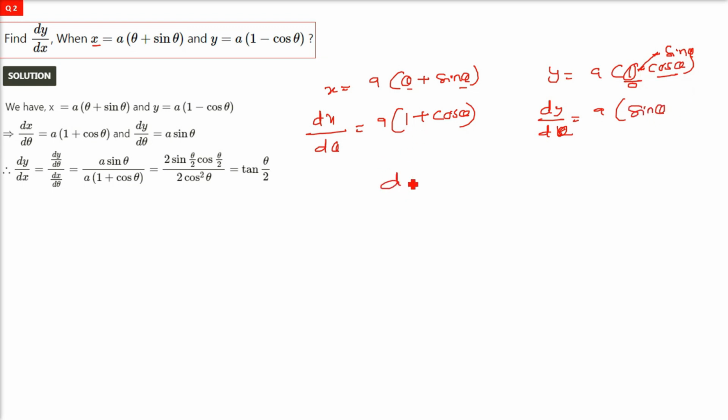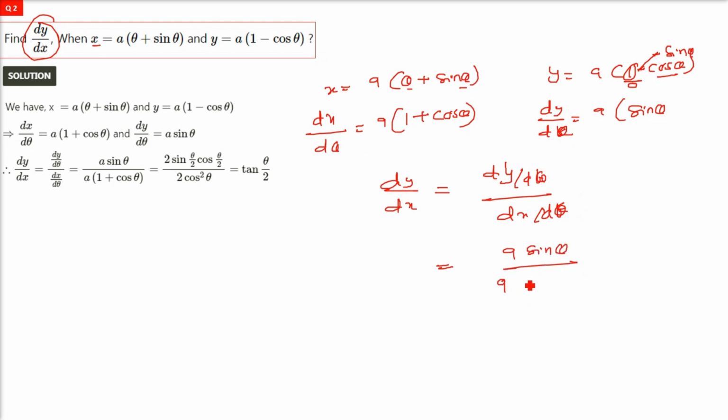Now you need dy by dx. So this dy by dx is a sin theta divided by a(1 plus cos theta). From where has it come? From dy by d theta divided by dx by d theta. dy by d theta is a sin theta, and this is going to be a(1 plus cos theta).